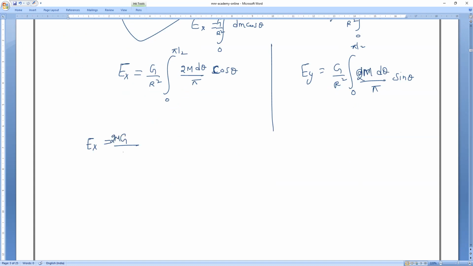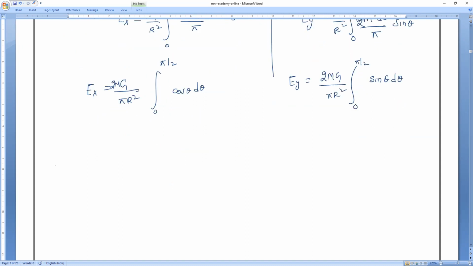So 2MG divided by pi R square. Here also you can take it outside. Speak loudly. 2MG divided by pi R square, and here integration 0 to pi by 2 of sin theta d theta, and here integration 0 to pi by 2 of cos theta d theta. So integration of cos theta, for the x-axis: 2MG divided by pi R square, integration of cos theta, what is this, everybody? Sin theta, from 0 to pi by 2.